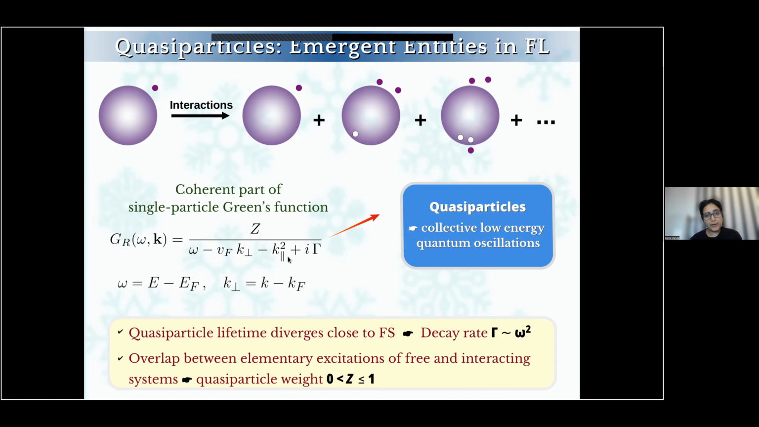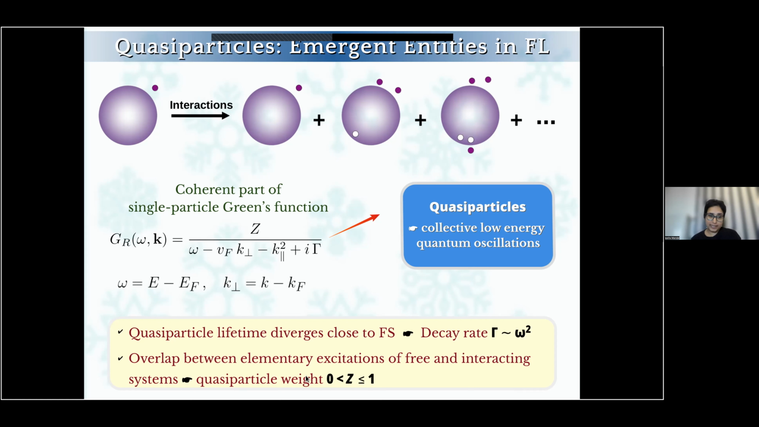Now, there are two parameters in the Green's function. The first parameter is gamma, which is also called the decay rate, and it goes as the energy omega squared. Since omega is equal to 0 right on the Fermi surface, this tells us that the quasiparticle lifetime diverges as we move closer and closer to the Fermi surface. The other parameter is the quasiparticle weight Z, which lies between 0 and 1. For a free system, it is equal to 1, and for an interacting system, it reduces from the value 1.